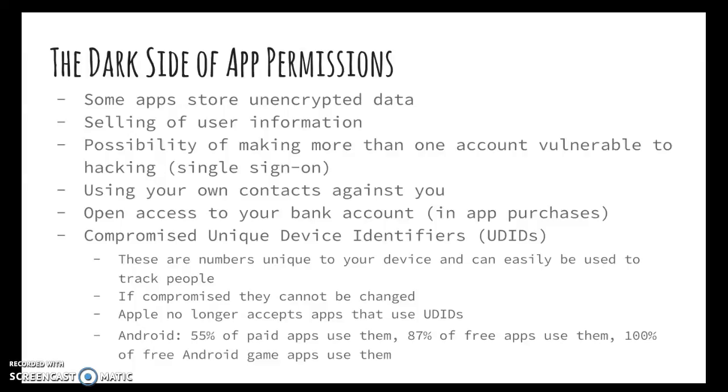Last but not least, compromised unique device identifiers, or UDIDs. These are numbers unique to your device and they can easily be used to track people. Most of us only have one phone, so with that phone you have your UDID, and if someone has that information, they can now track you through that phone. And if that number is compromised, it cannot be changed. You can't call someone or write a strongly worded letter saying, hey, can you change this ID number for this phone? They're going to tell you no, it's not possible.